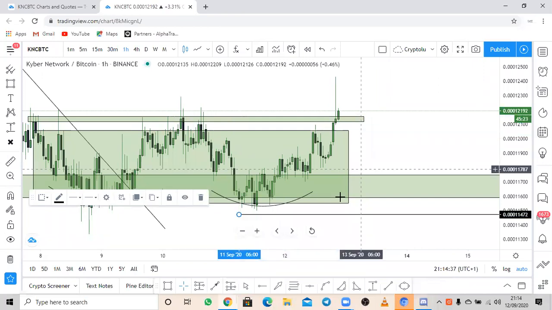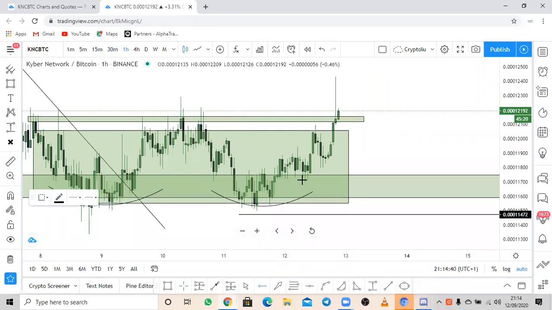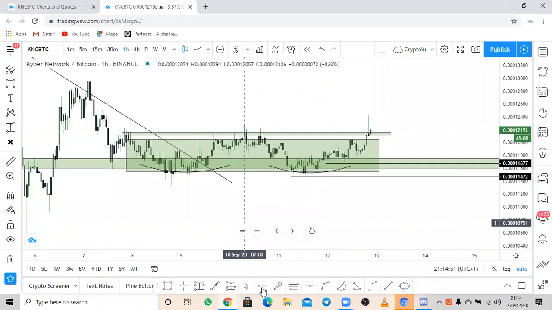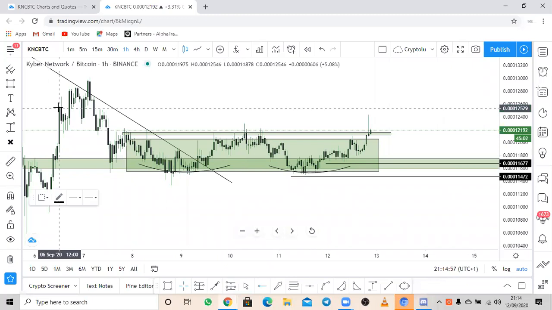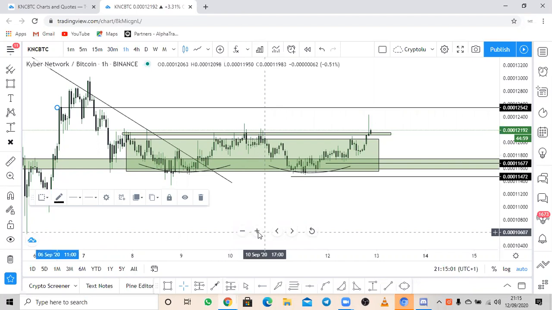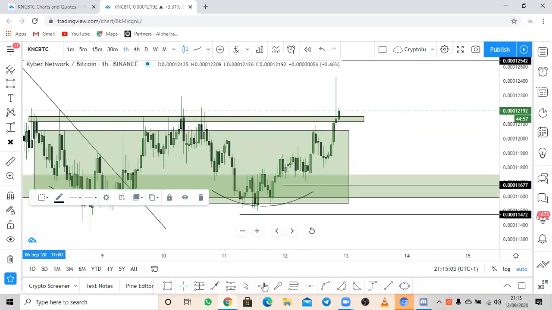But now that the breakout has happened already, I'll be shifting my stop loss around here. Once we see a significant move, or once we achieve a first target, maybe once price gets to this level here, then I can shift my stop loss to this side. Okay.